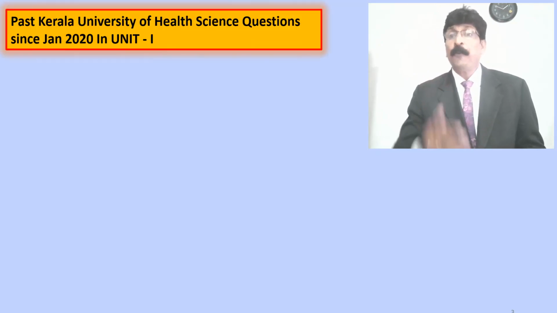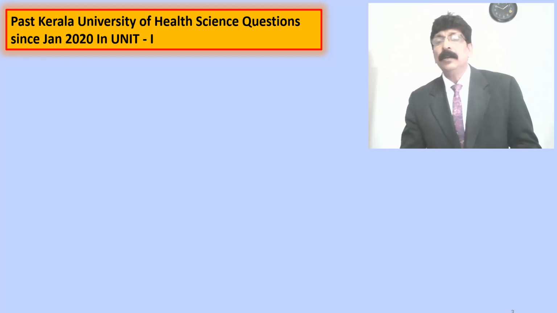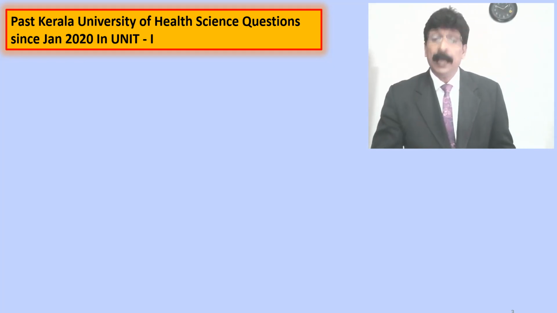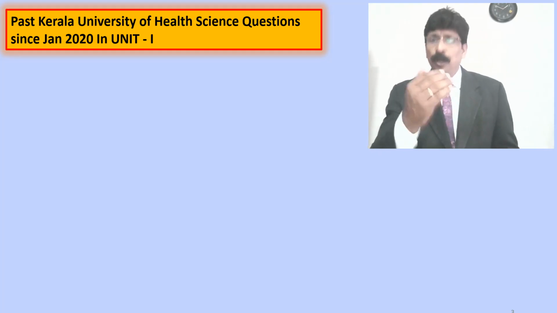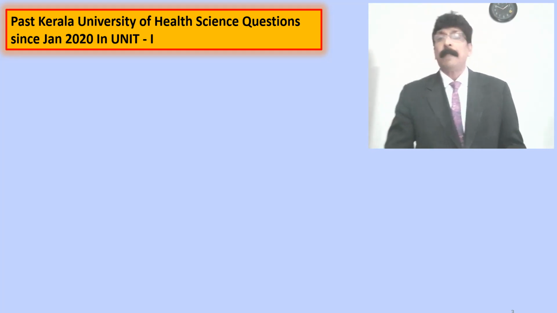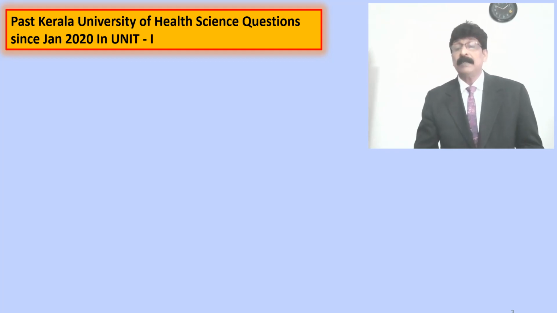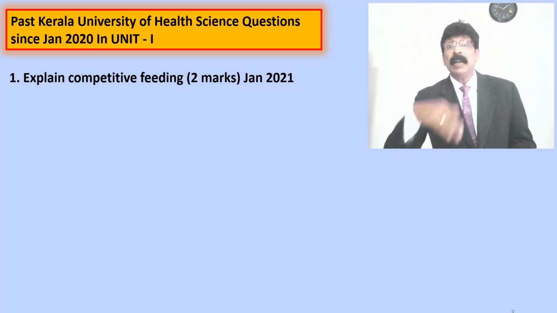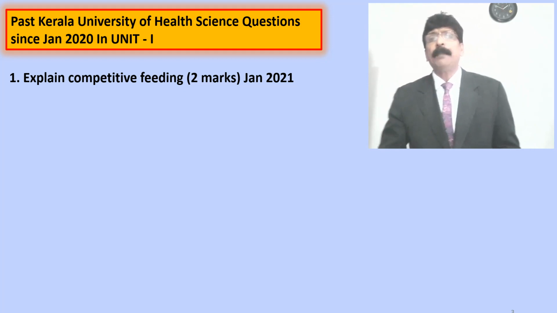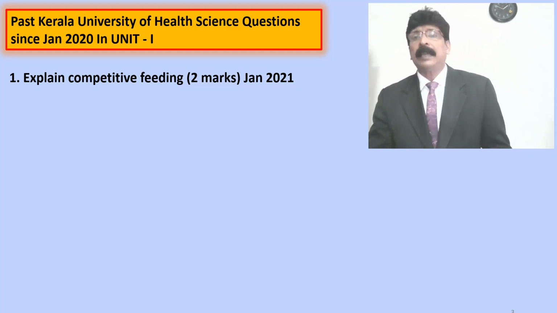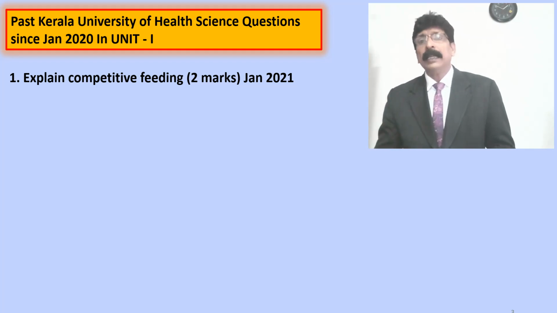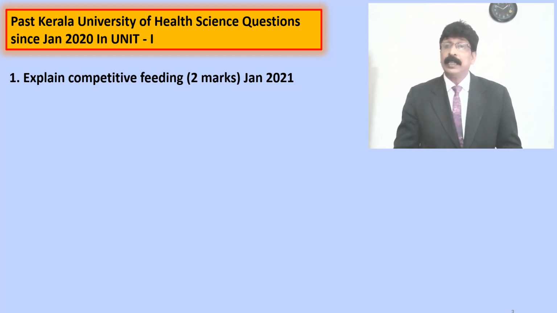Before going to that, let us see what questions they have asked in Kerala University of Health Sciences since 2020. 2020 is the first batch. They appeared for the 5th semester exam, in which we can see that in January 2021, when they held the exam, no question was asked in this chapter. It was surprising at that time. But in all the other years, they started asking in this chapter.